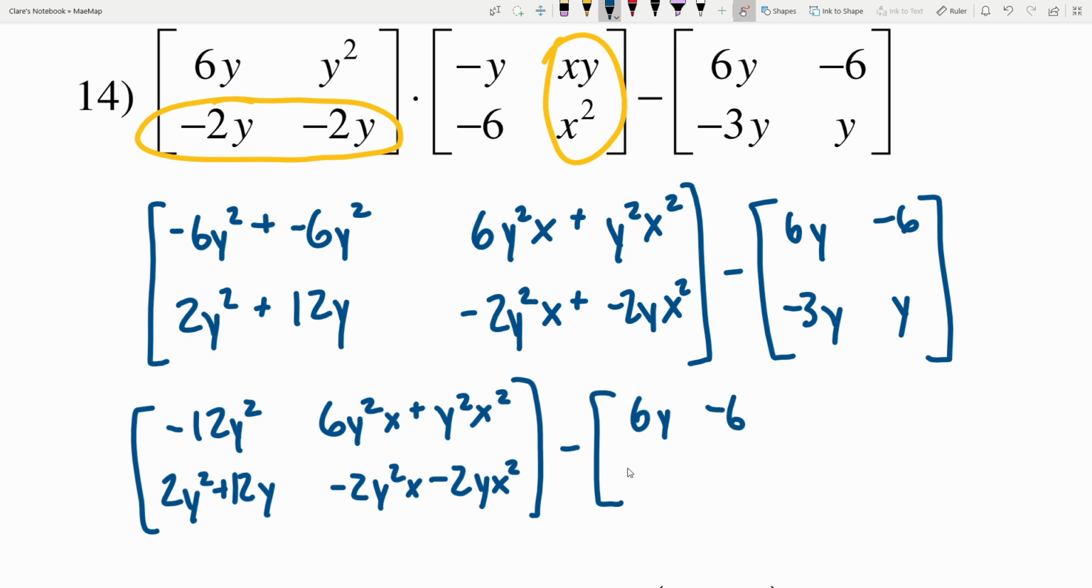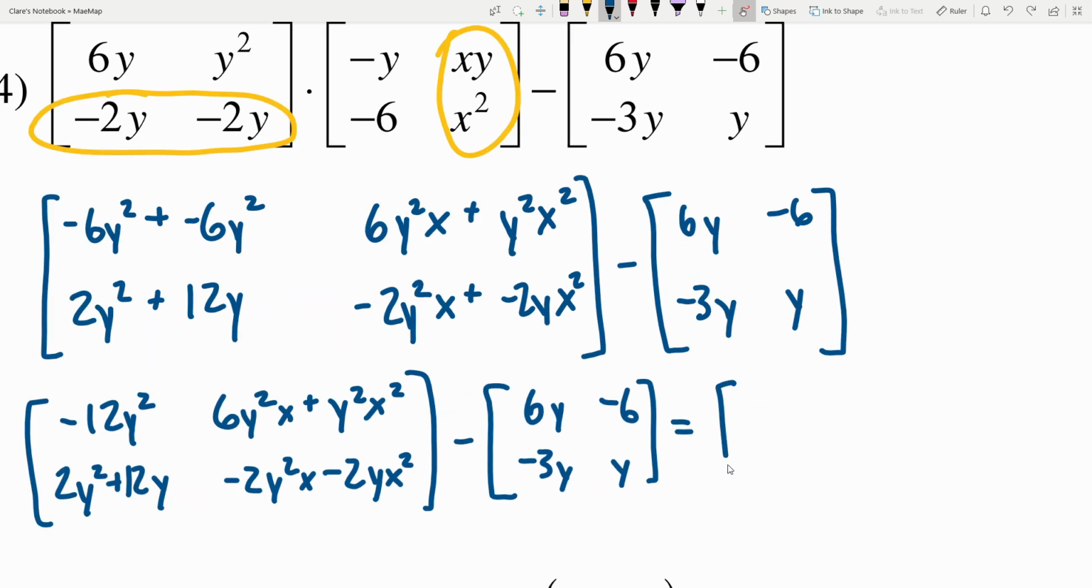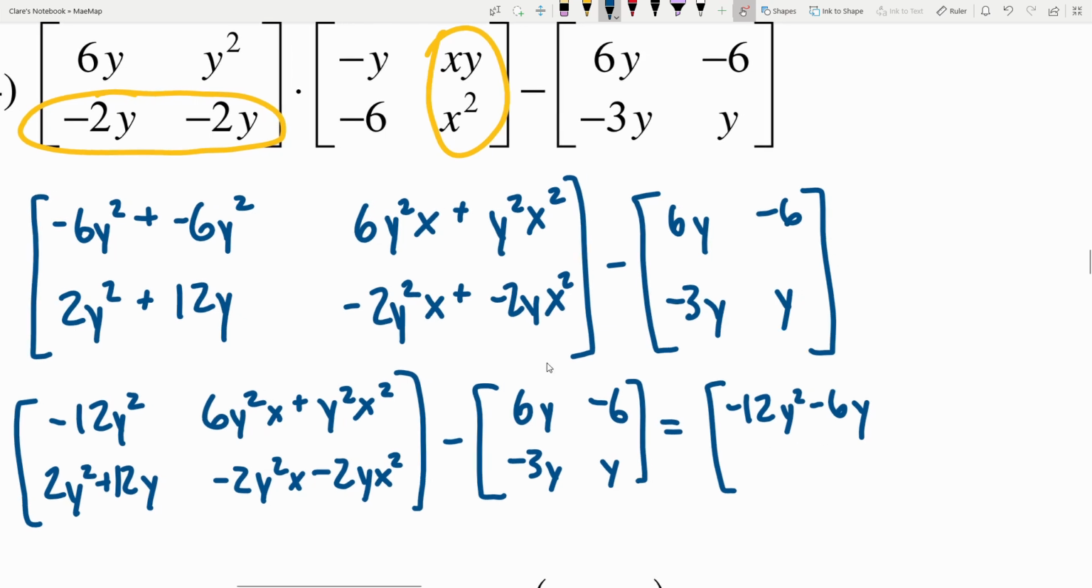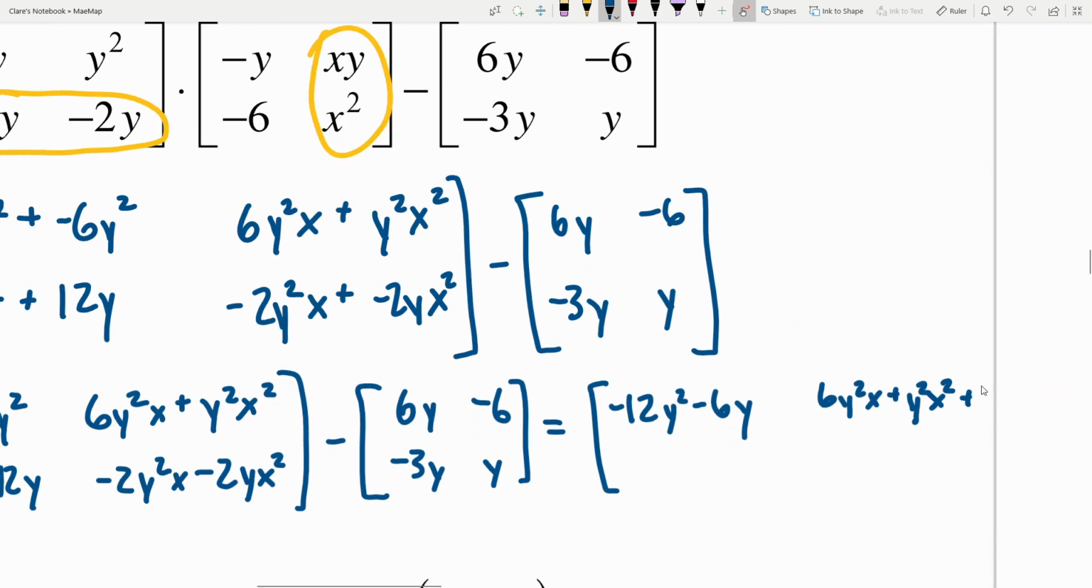6y negative 6, negative 3y, y. So doing out the math, negative 12y squared minus 6y, nothing can be combined. So it's just going to be negative 12y squared minus 6y. And then 6y squared x plus y squared x squared minus a negative 6, that's the same as adding 6. Nothing can be simplified, so I'll write it as is. 6y squared x plus y squared x squared plus 6.